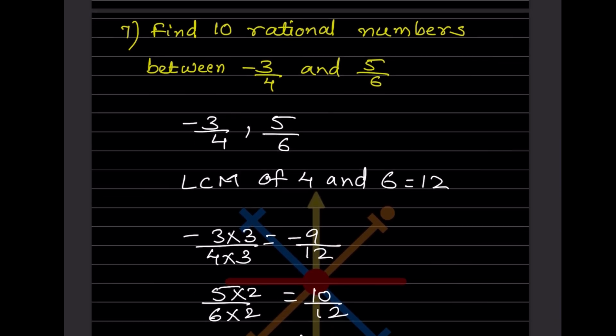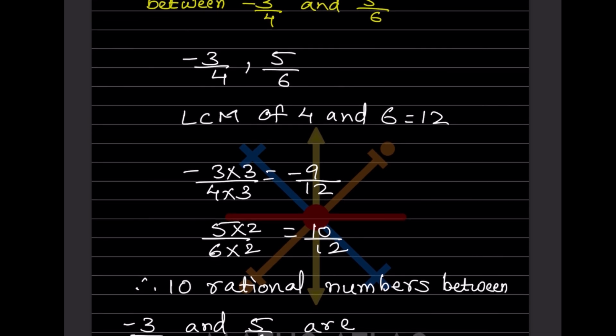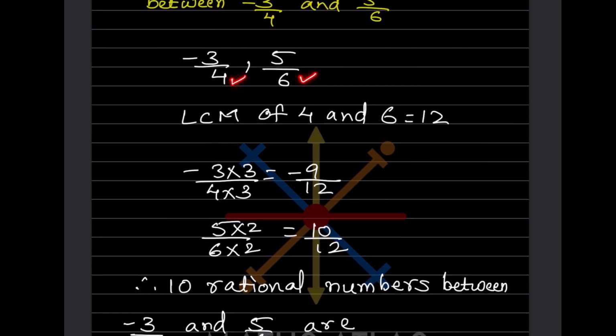Now here there is: find 10 rational numbers between minus 3 by 4 and 5 by 6. So minus 3 by 4 and 5 by 6, here we have 10. So this is a different way. First we have to take the LCM of 4 and 6. The LCM is going to be 12 and not 24, because many of them just multiply it.